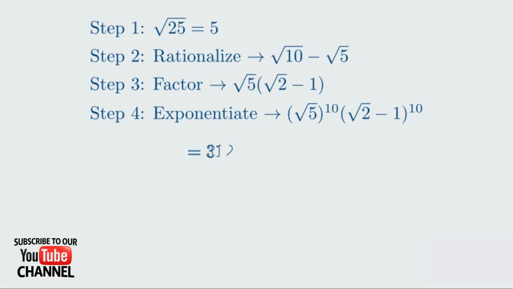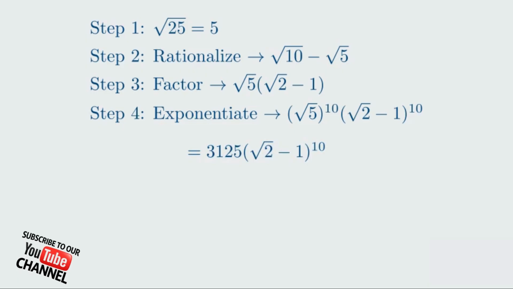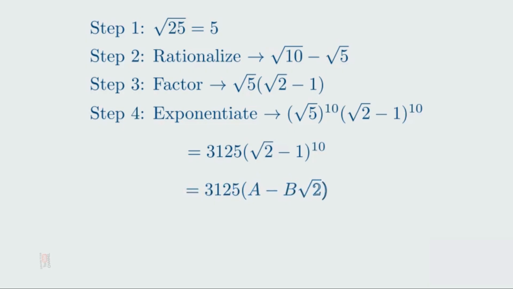We calculated 5 to the 5th power to be 3,125. And we just found that square root of 2 minus 1 to the 10th is the same as a minus b root 2. This is the simplest possible form, a whole number minus a radical term. So the final answer is 3,125 times the quantity a minus b times the square root of 2.